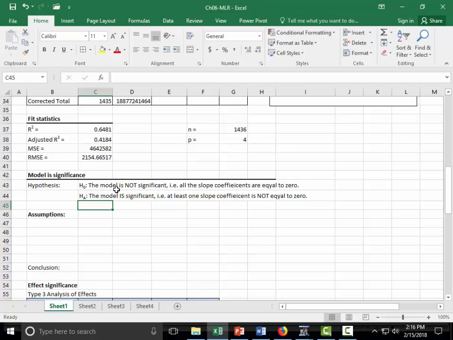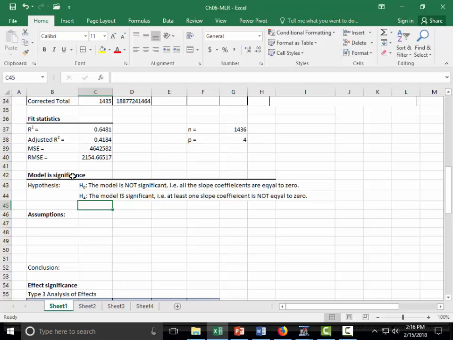And for us to be able to test the significance, we need some assumptions, because we need probability now. What is the probability that at least one beta is different from 0? And for us to be able to use that probability, we'll be using the F statistic. For us to be able to use that F statistic, we need 4 different assumptions.